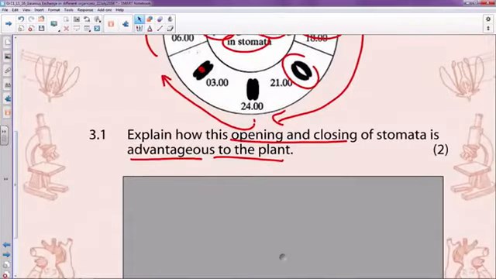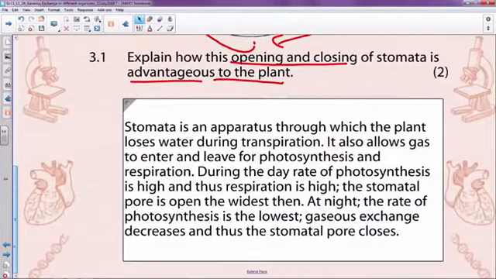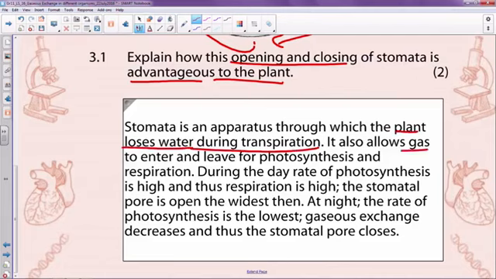When we look at the solution for this, it's a 2 mark, but I've tried to explain this a bit more elaborately. The stomata is an apparatus through which the plant loses water during transpiration, and that's very important. It also allows gases to enter the leaf for photosynthesis and respiration. So it serves a dual purpose for the exchange of gases, as well as allowing for the loss of water. During the day, the rate of photosynthesis is high, and thus respiration is high.